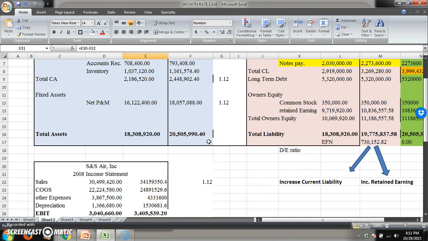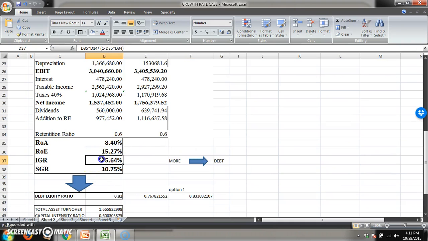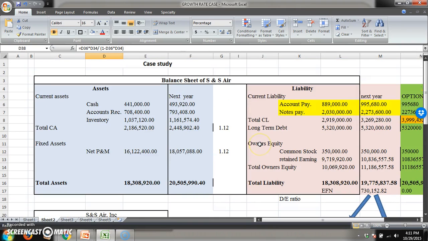But the question is, we have calculated IGR and SGR, no problem. The question that has been asked is, what is the external financing needed? How much more does this company have to invest to grow at 12%? Now let us see. The cash last year was this much, increased as a percentage of sales to 493, a 12% increase. Similar is the case for accounts receivable and inventory.